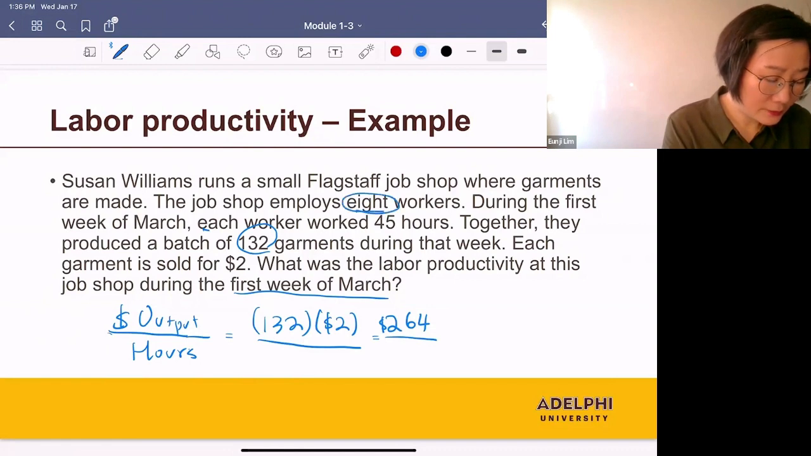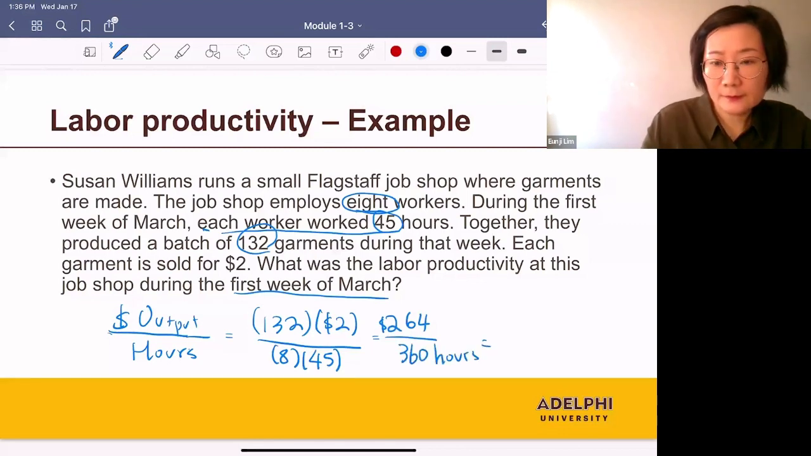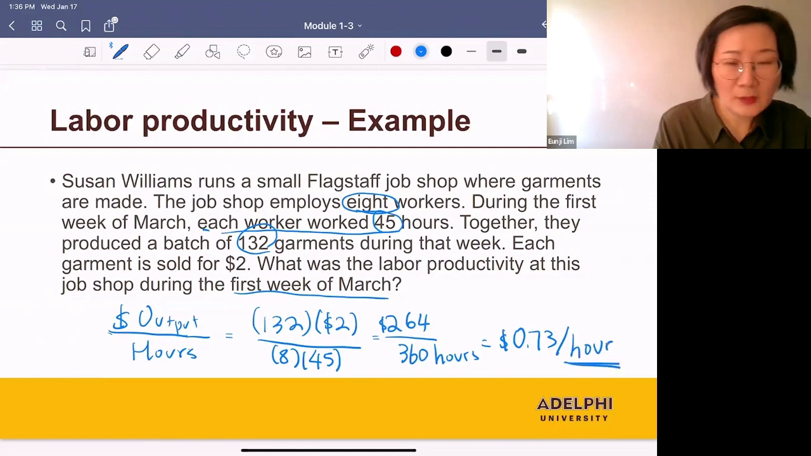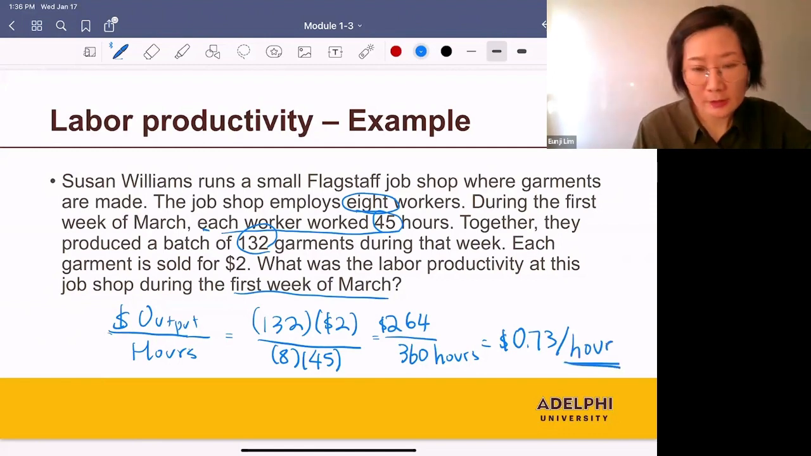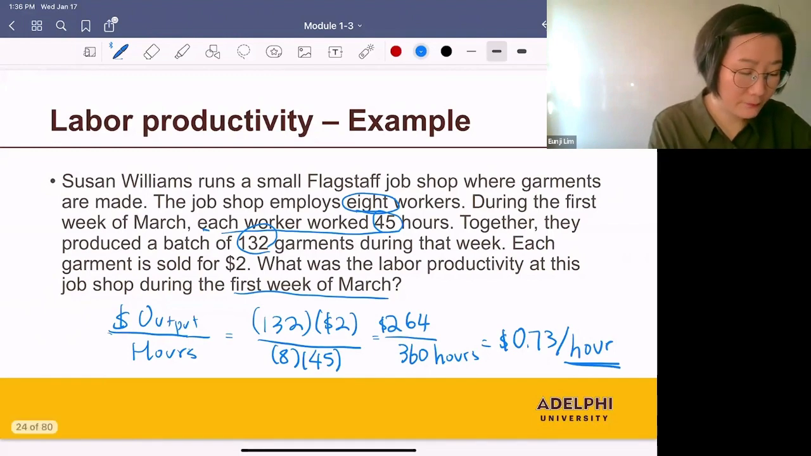They had 8 workers, and each worker worked 45 hours that week. So 8 workers times 45 hours per worker. That's 360 hours. So the ratio is $0.73 per hour. In other words, for each labor hour they used, they produced an output that's worth 73 cents.